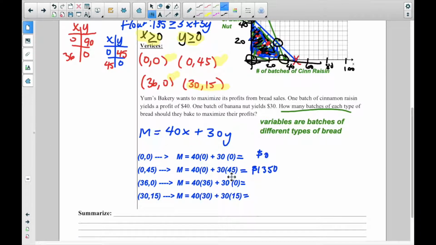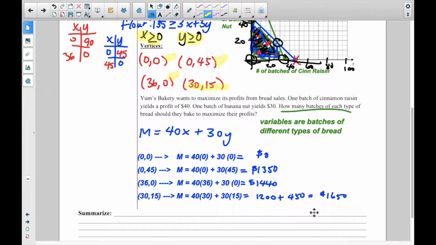And when I plug in 45 times 30, I get 1,350. Now I need to take 40 times 36, so I'm going to do that on my calculator. And I get 1,440. And lastly, I need to plug this one in and see what I get there. And so 40 times 30 is 1,200, and 30 times 15 is 450. And so I add those together and I get a total of 1,650.